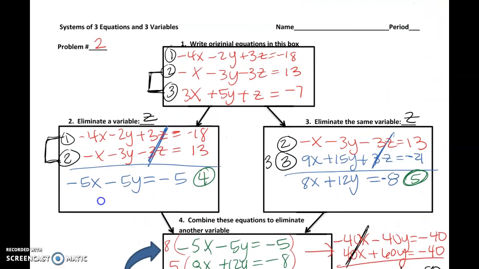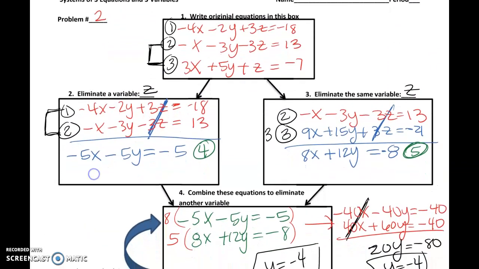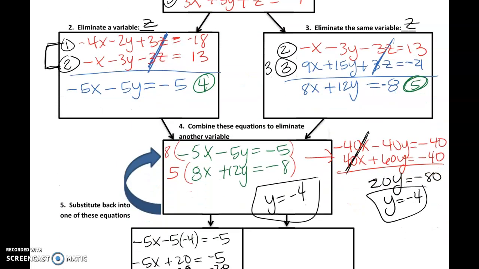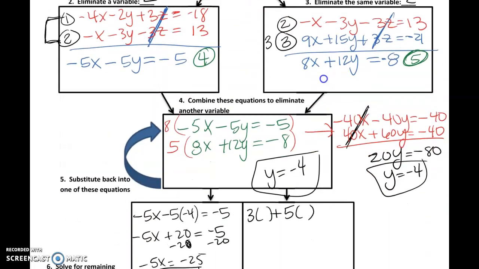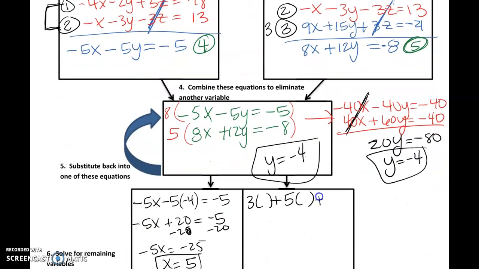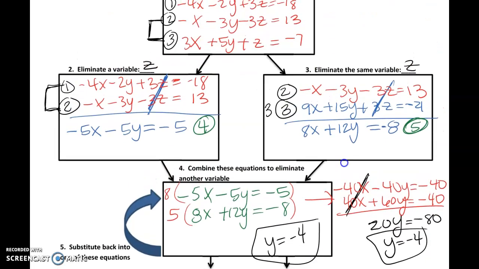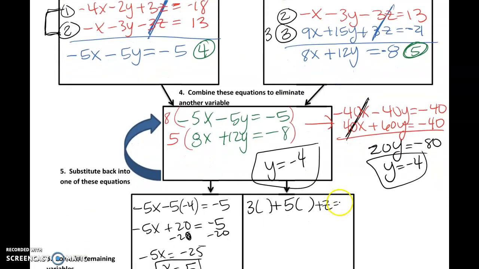So let me go up to my original equation here. I have x and I have y that I found. I have not found z. So I can plug it into any of these three equations. I'm going to plug it into equation 3. So that's, what was it, 3x plus, is it 5y? Let me go up and look. Yes. Plus z equals negative 7.